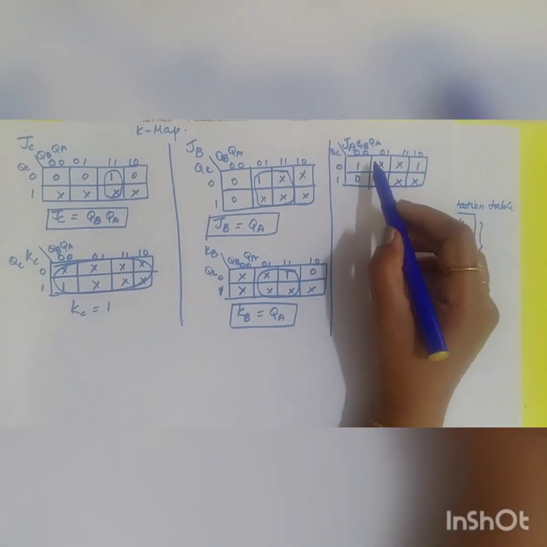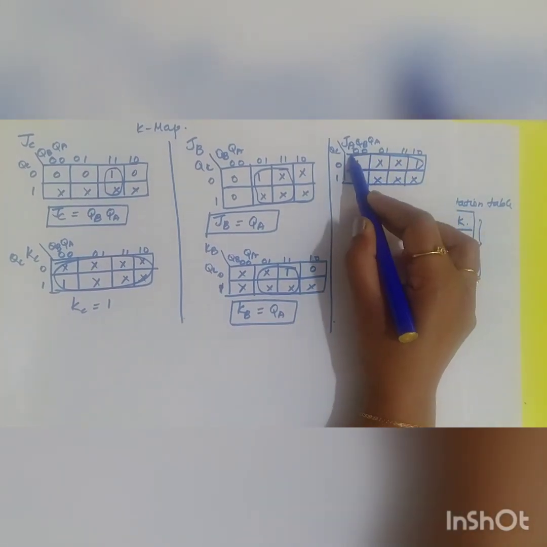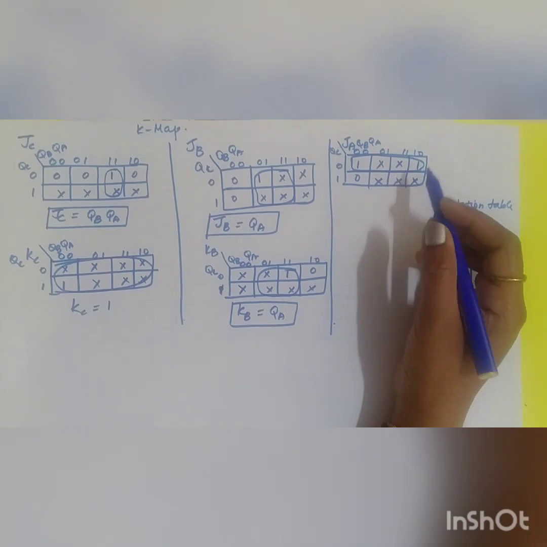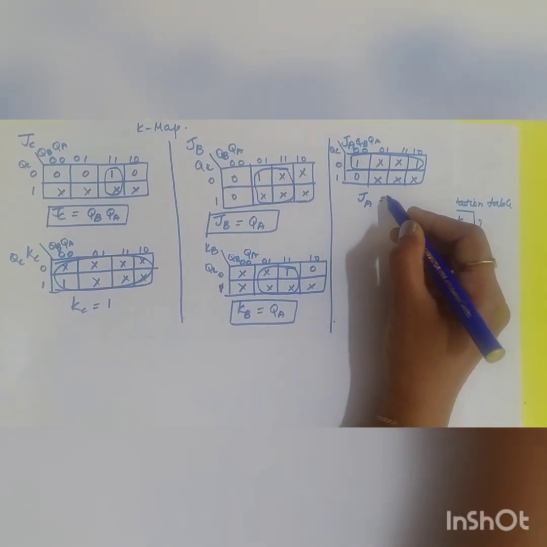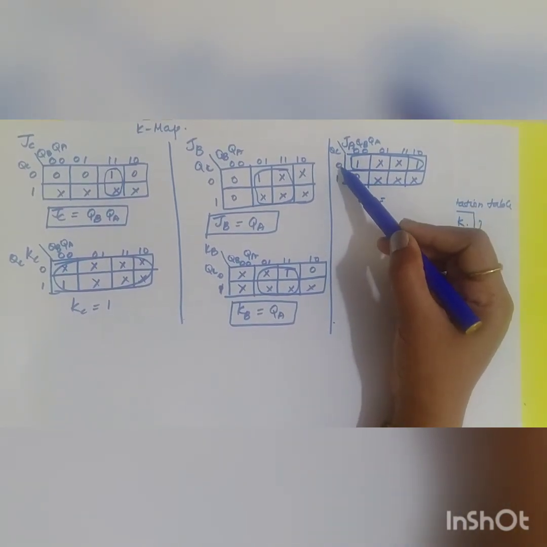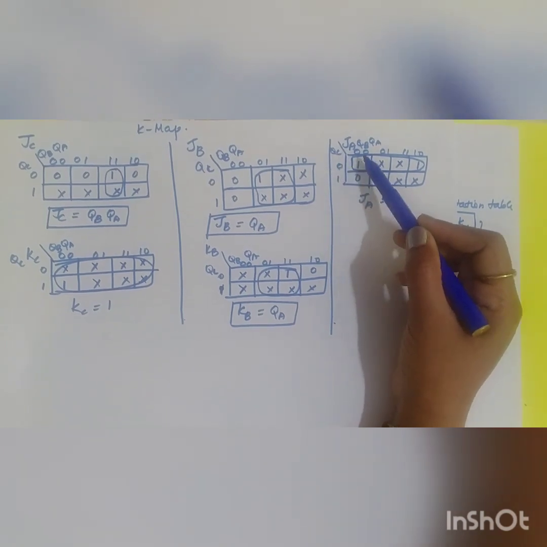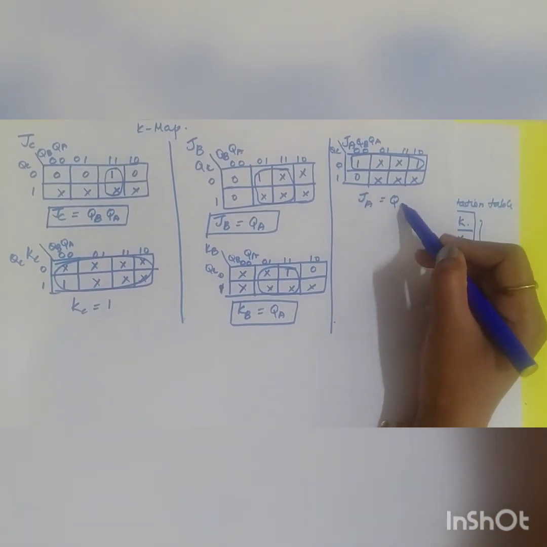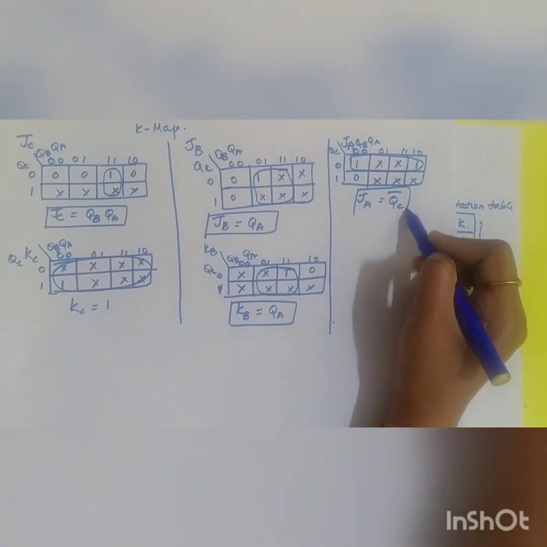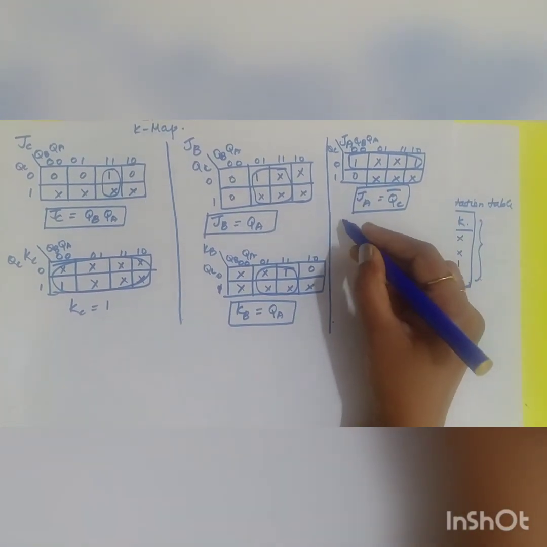So how can you group these? Can you group these one complete row together, right? So what will be your JA? JA will be equal to QC bar, right? This all will get cancelled. So QC bar. Last one is your KA.